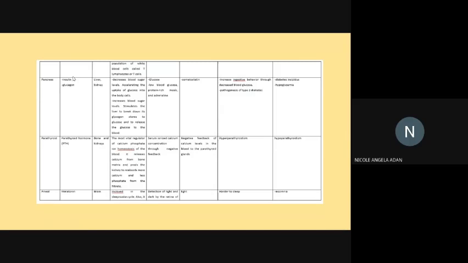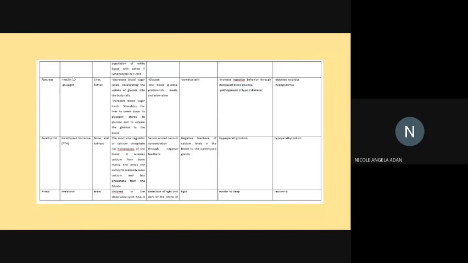For the parathyroid, we have the parathyroid hormone, or PTH, and its target organs are bone and kidneys. The function is the most vital regulator of calcium and phosphate ion homeostasis of the blood. It releases calcium from bone matrix and prods the kidney to reabsorb more calcium and less phosphate from the filtrate.